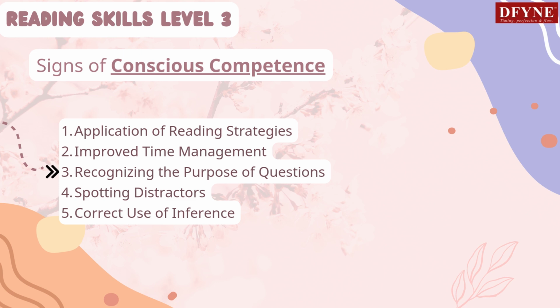At this stage, they can also easily identify and avoid distractors in multiple choice questions, though they still have to concentrate hard to do so. They can correctly use inferences as well. Learners can infer meaning from context, but this also requires concentration, and the learners may second guess themselves occasionally.